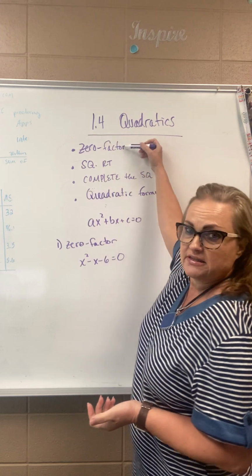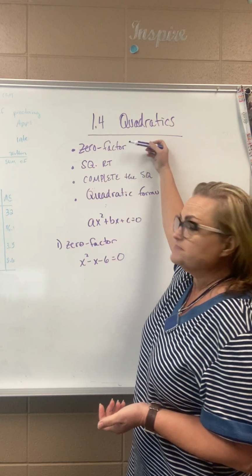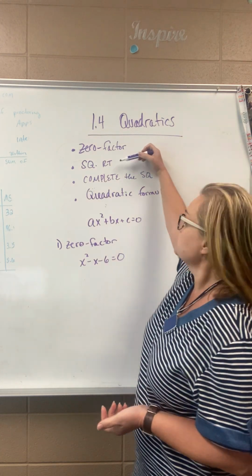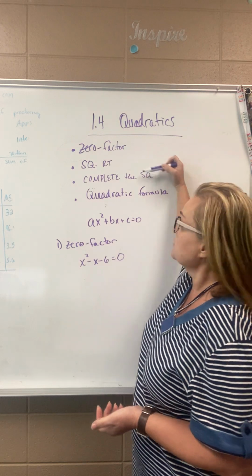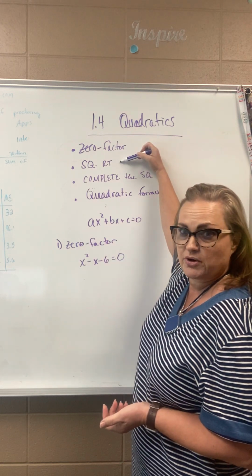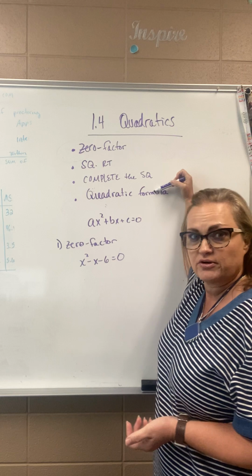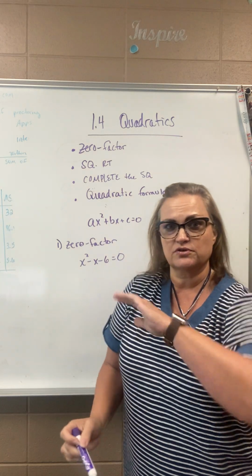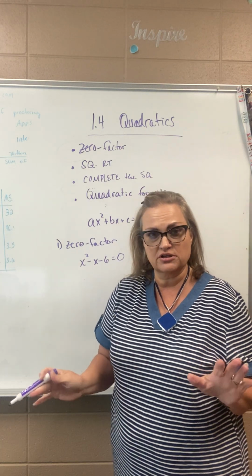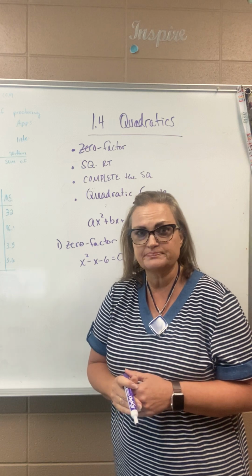So we have 4 methods: the zero factor property, square root property. We can complete the square to make it something that we can use the square root property on. And then there's the quadratic formula. Quadratic formula works for any quadratic equation regardless of whether it's factorable or not.